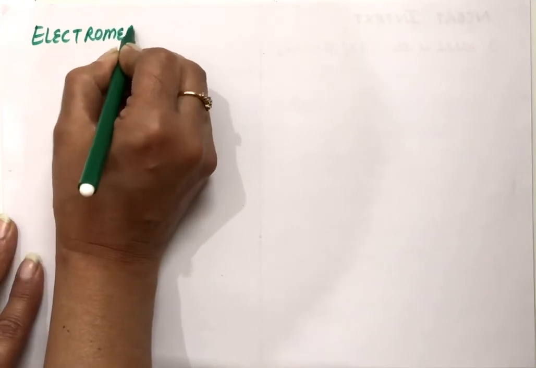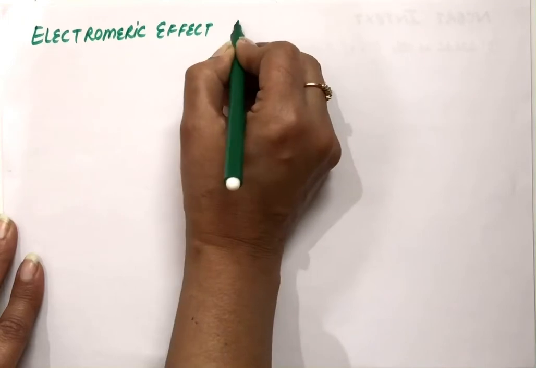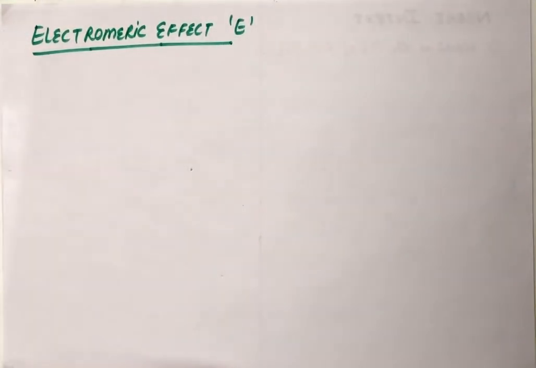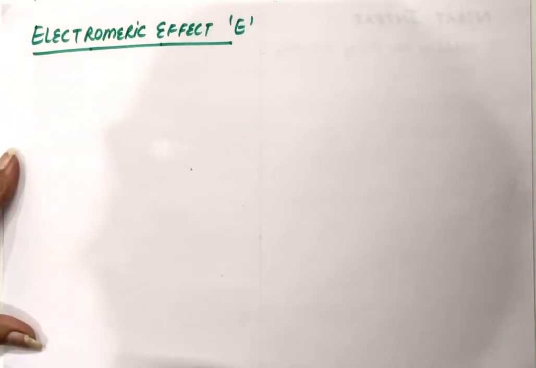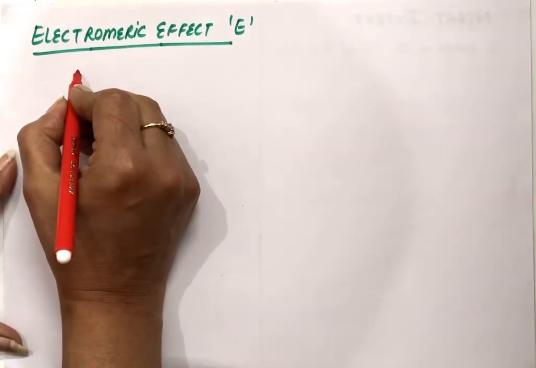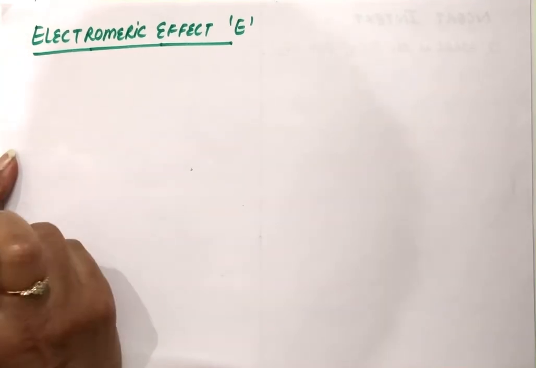Electromeric effect, and this one is represented by capital E. This is seen in case of unsaturated compounds where there is a multiple bond and there is complete transfer of electrons. Like in case of inductive effect, there was partial movement of electrons. In this case, there is complete transfer of electrons of a multiple bond to one of the bonded atoms.